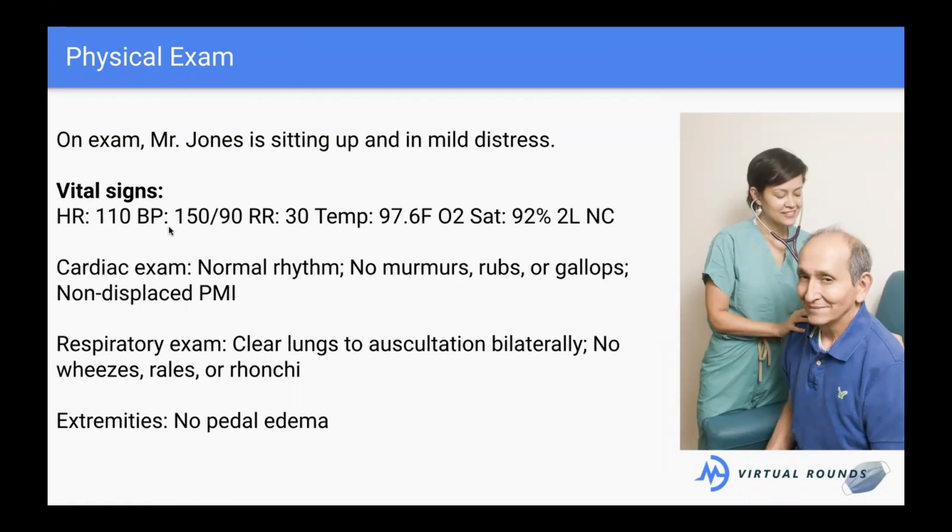No, it's a little fast, right? The upper limit is usually about 100. So 60 to 100 is normal. It's a little fast. Is his blood pressure fine?